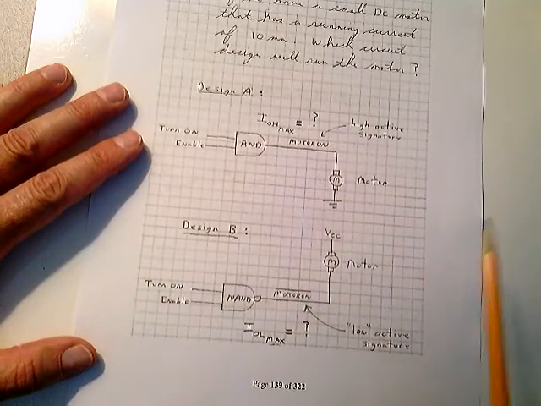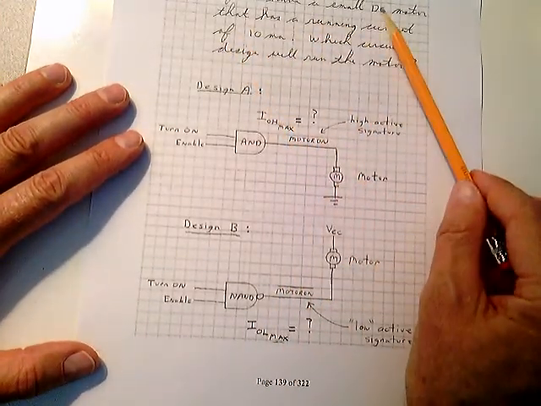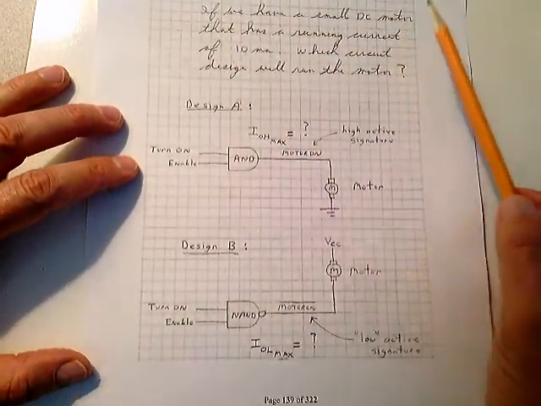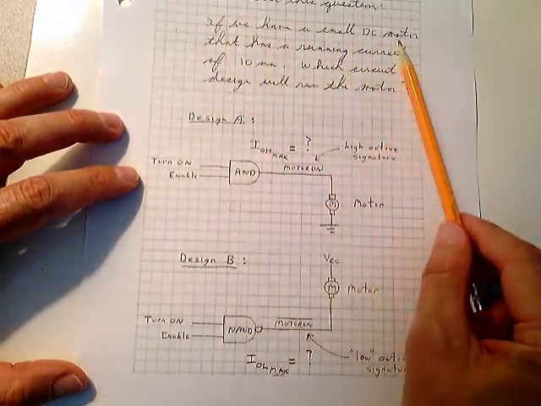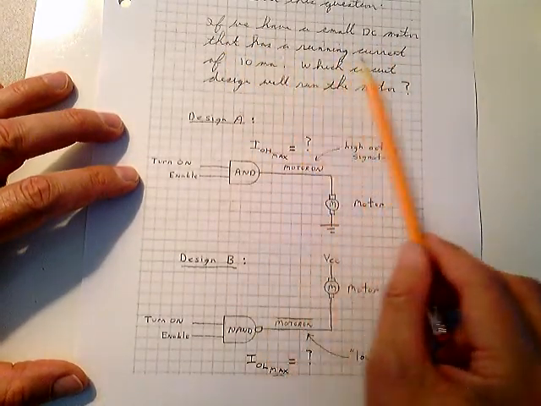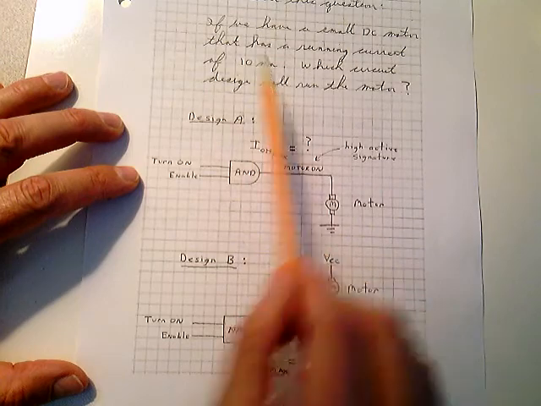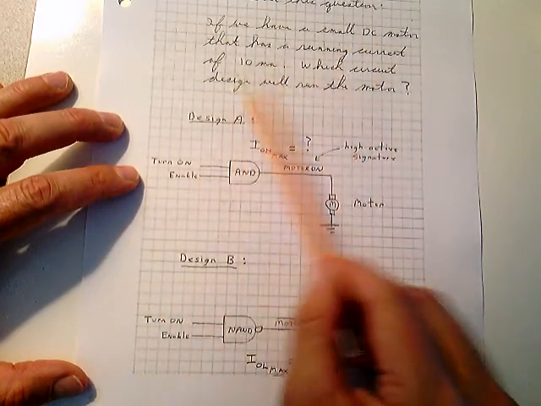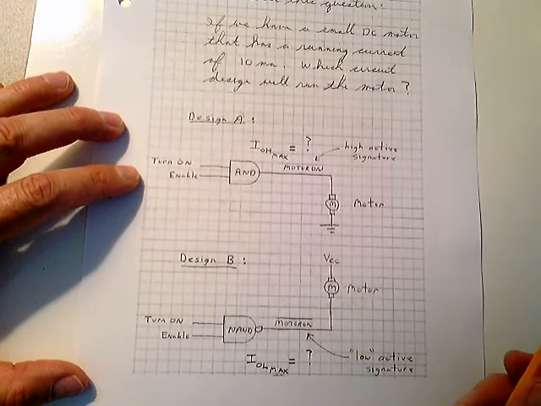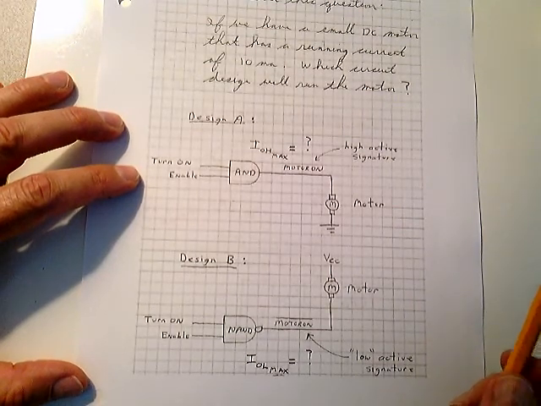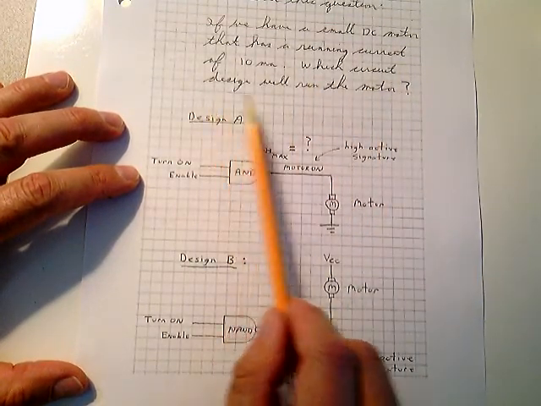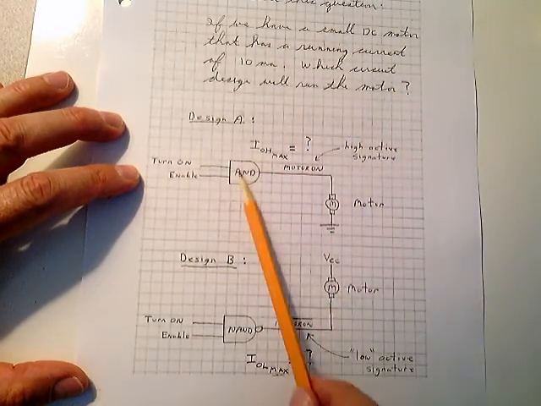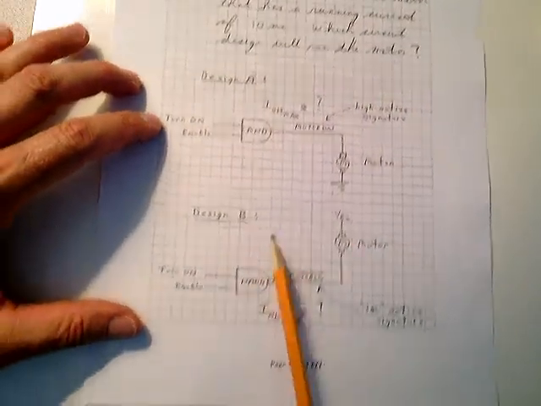Well, if we have a small DC motor, this is on page 139, that has a running current specification of 10 milliamps, so in other words, it needs 10 milliamps for this small motor to run, and you can buy many of these. Go to Radio Shack, go online, little DC motor. Which circuit design down here will allow you to run that motor?